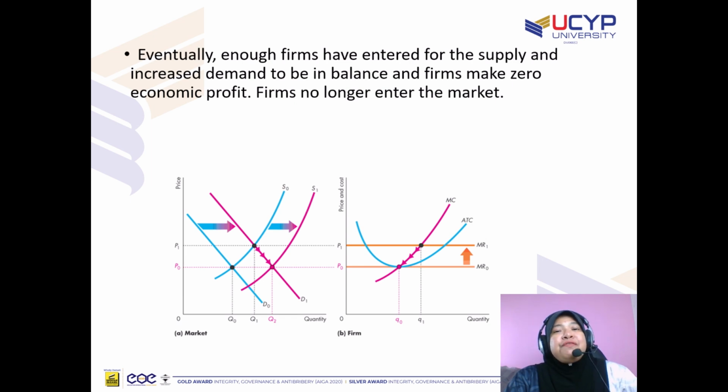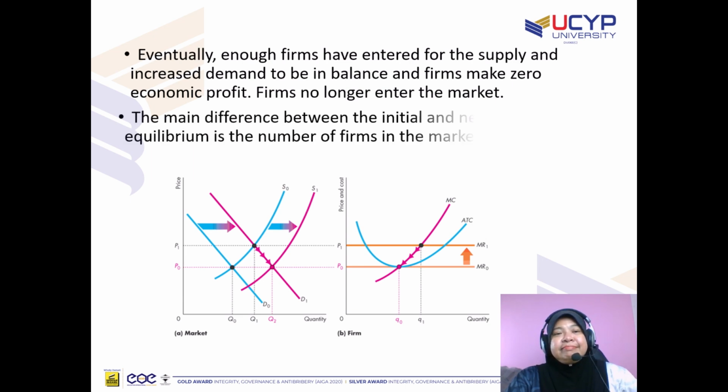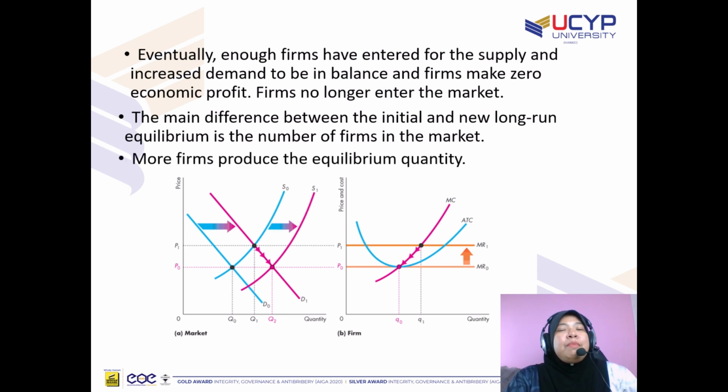Eventually, enough firms have entered for the supply and increased demand to be in balance, and firms make zero economic profit. Firms no longer enter the market. The main difference between the initial and new long-run equilibrium is the number of firms in the market. More firms produce the equilibrium quantity.